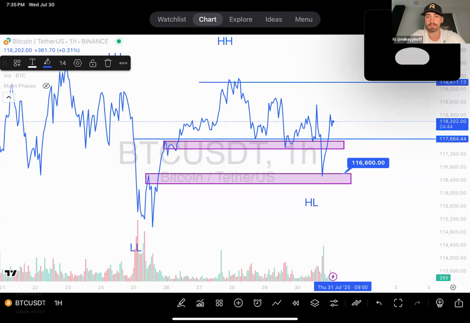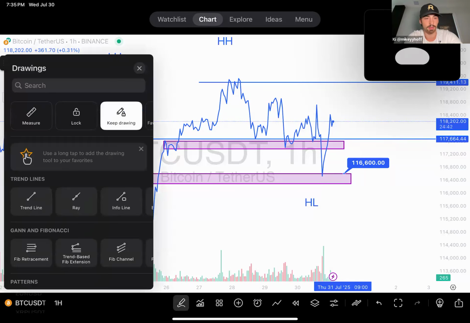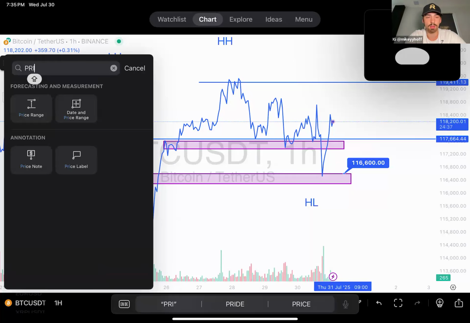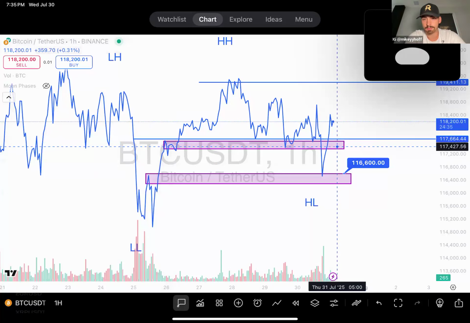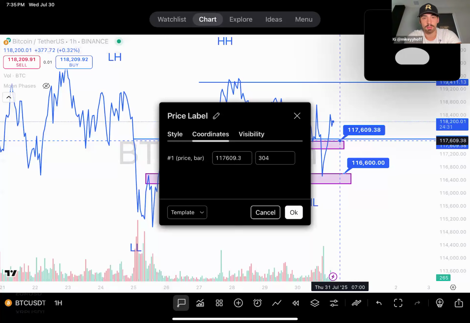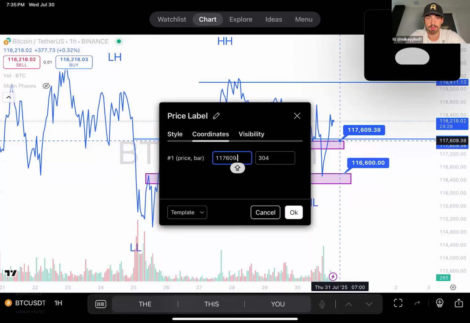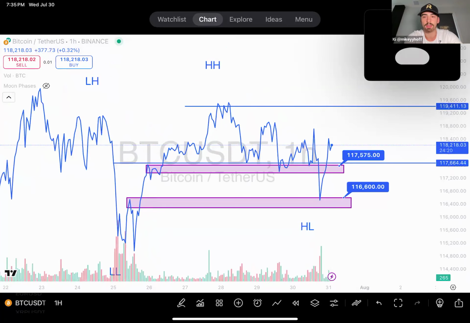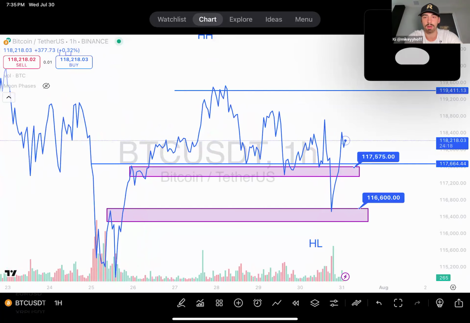Oh, I don't know why that deleted, but I'm going to bring up another one here. Get the price label. Go like this. We had 575. Okay, so there, now we have our two zones that we're going to look to execute from.